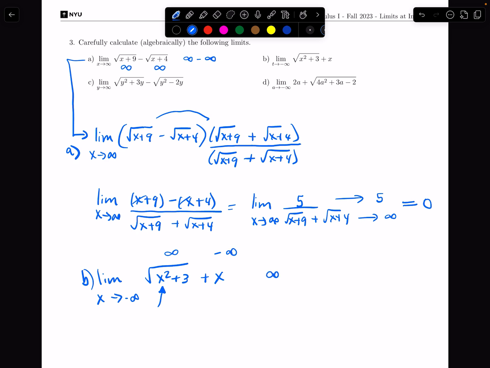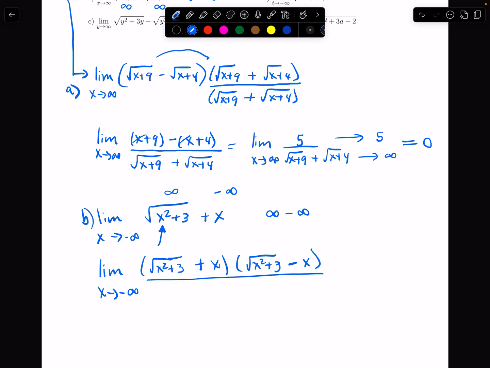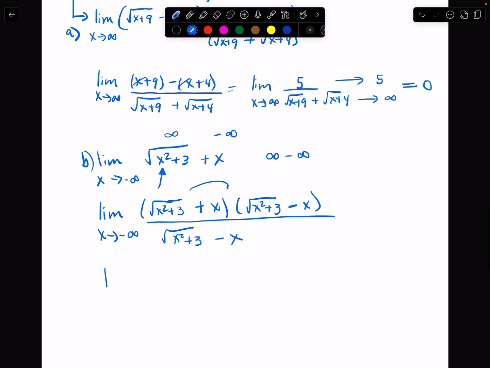Whereas x goes towards negative infinity. So again, we have an infinity minus infinity, which is an indeterminate difference. So again, we can multiply by the conjugate and see what we get. So the limit as x goes to negative infinity, the conjugate of the top, square root of x squared plus 3 plus x, is going to be that same square root of x squared plus 3 minus x. And all of that is over what we started with, square root of x squared plus 3 minus x. We do our multiplying. The middle terms cancel out. That's the power of the conjugate.